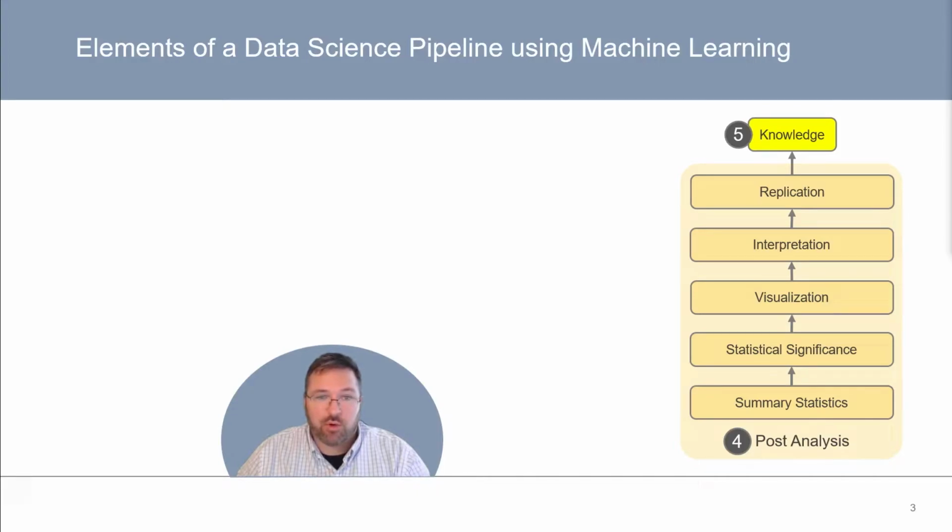Again, in this video, we will focus on the following elements of post-analysis. In other words, what steps remain after we've trained and evaluated our models. Specifically, we'll discuss summary statistics, evaluating statistical significance, visualizing results, model interpretation and explanation, and replication. These elements are critical to drawing conclusions, communicating findings, and uncovering new knowledge about a target problem.